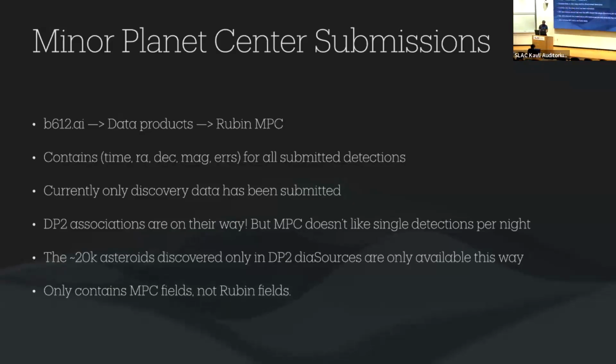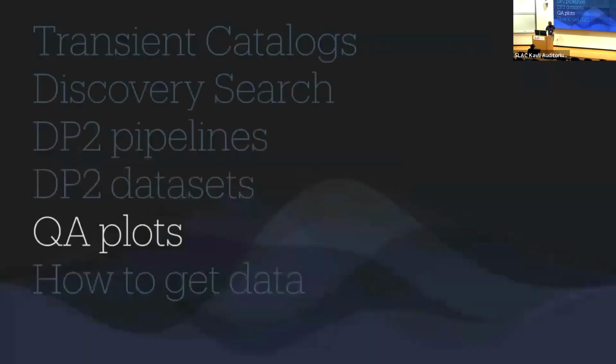Currently, we've only submitted discovery data, not associations, but we're working on starting the DP2 associations today. But the Minor Planet Center has their own rules, like ideally they don't want single detections on a night, and so it might take a lot longer for our singletons to get into the MPC database than the tracklets. The 20,000 asteroids that we discovered after DP2 processing in the DiaSources are only going to be available through the Minor Planet Center database, not through DP2, because they weren't known at the time DP2 was processed. Okay, that's the DP2 data sets.